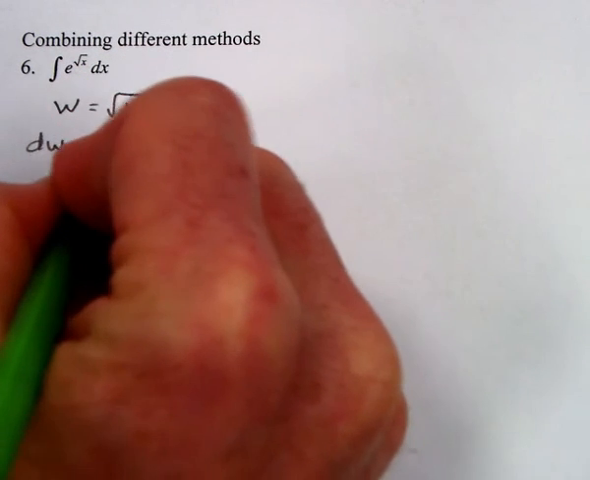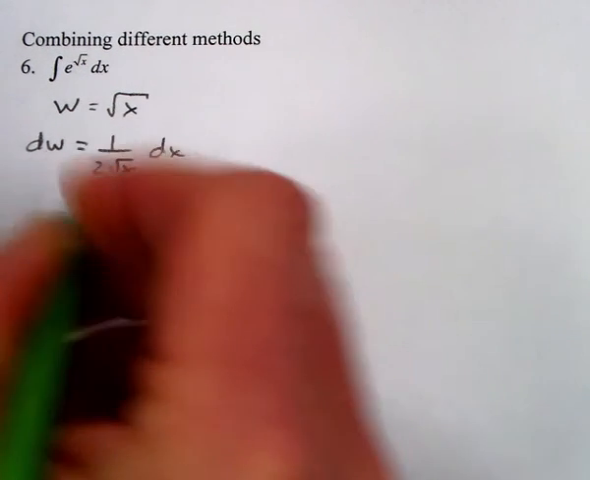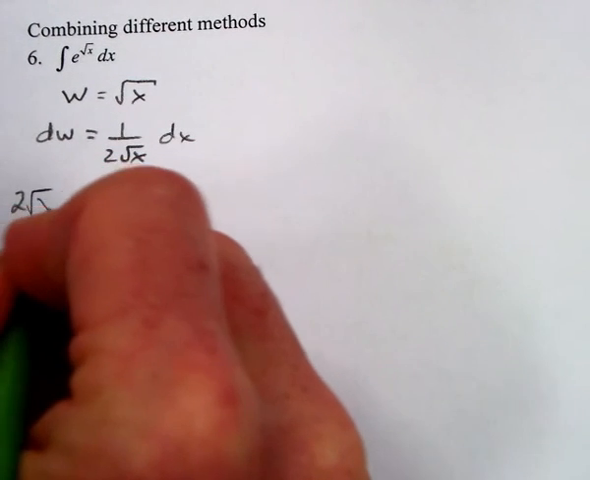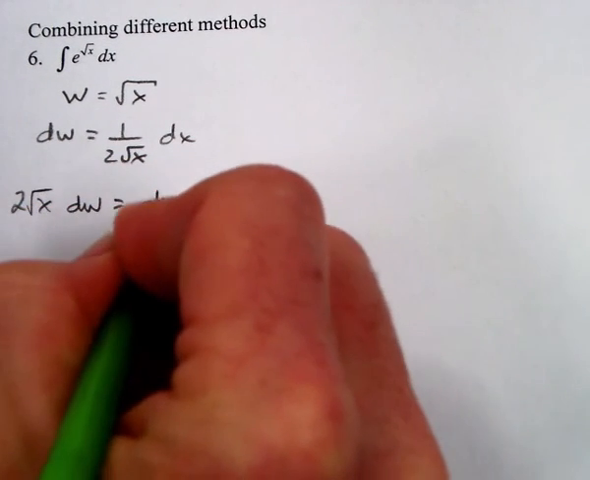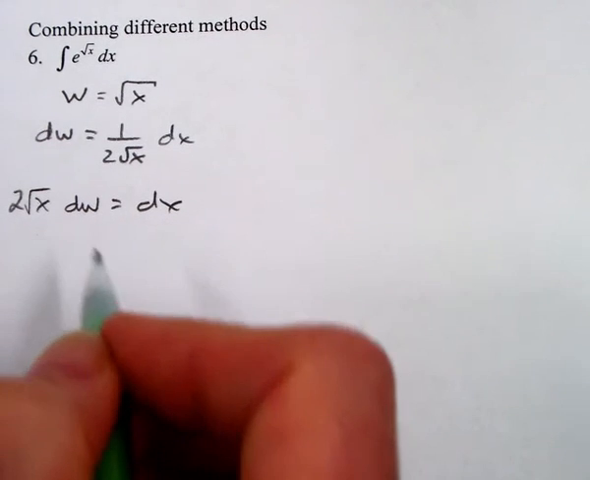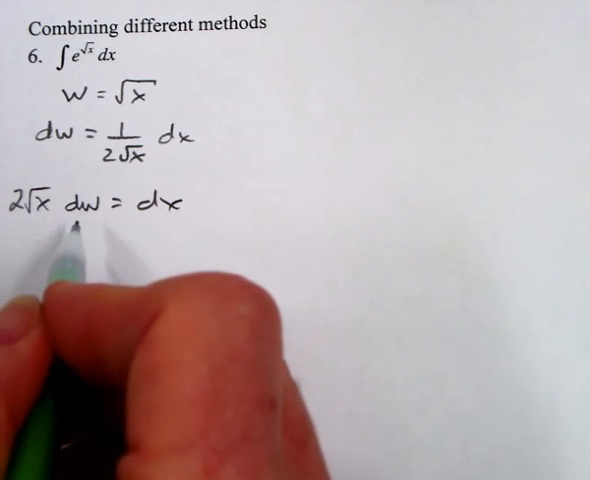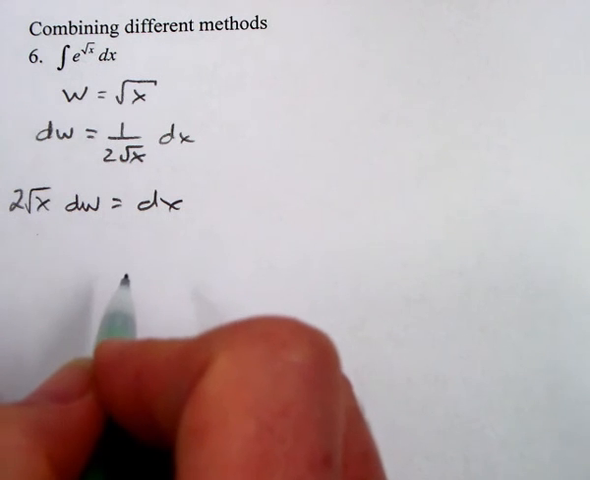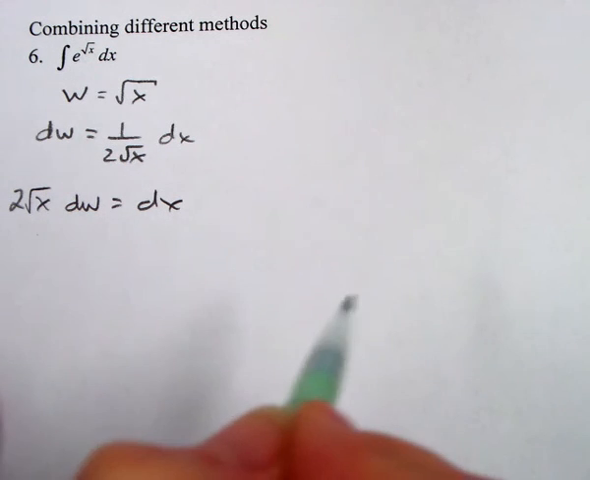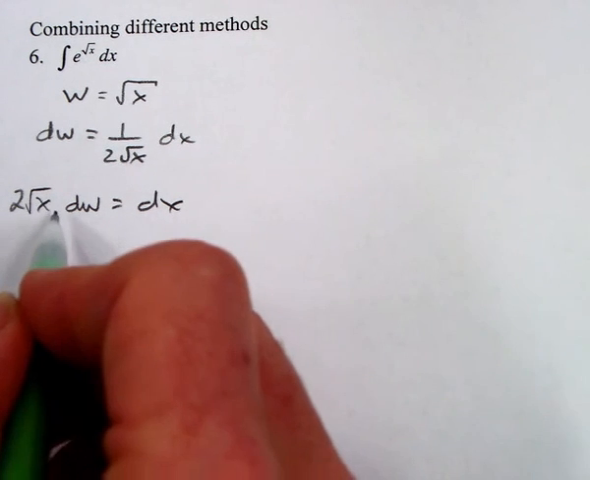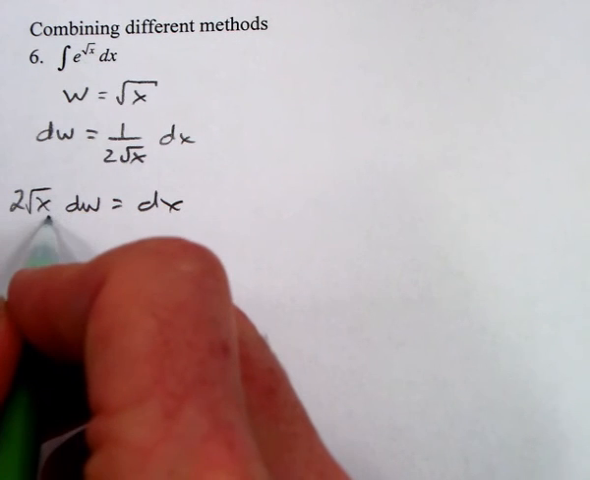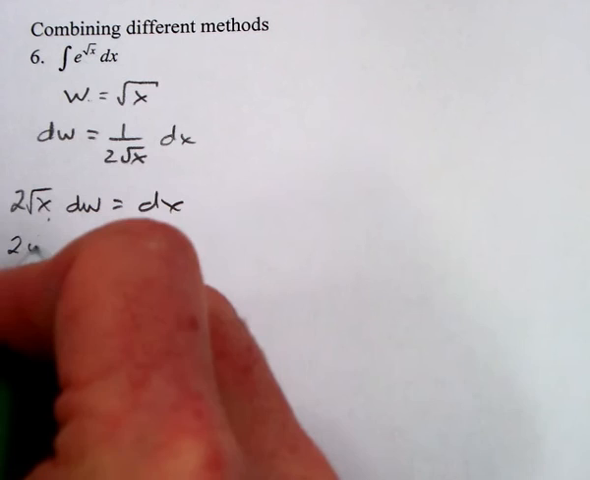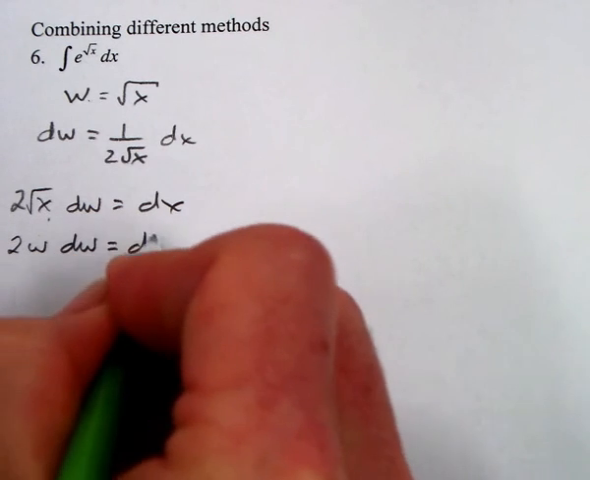dw equals 1 over 2 root x dx, so 2 root x dw equals dx. Now, remember I told you, never have an integral that has a substitution variable and the original one in the same integral. Never do that. So we're not allowed to have this. But what is the square root of x? That's just w. So this will be 2w dw equals dx.